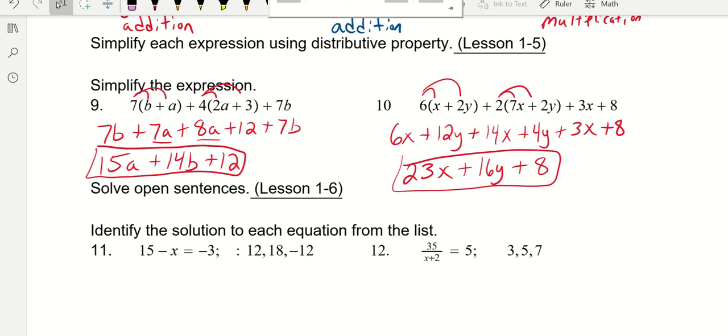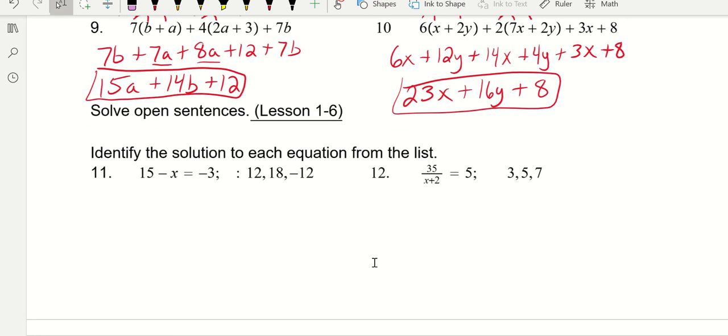Okay, identify the solution to each equation from the list. So for each of these, we're going to sub in and determine which is true. So here we go. 15 minus 12, is that equal to negative 3? So we subbed in 12, right, for x? No, that's not true. So 12 is not the solution. How about 15 minus 18? Is that equal to negative 3? And yes, it is. So 18 is the solution there.